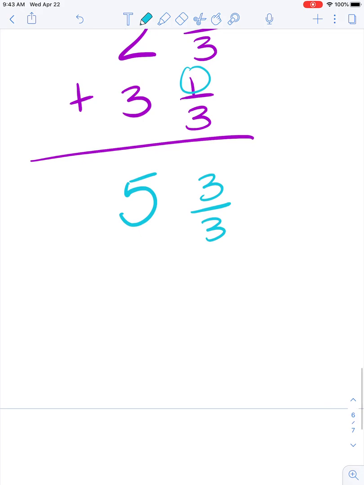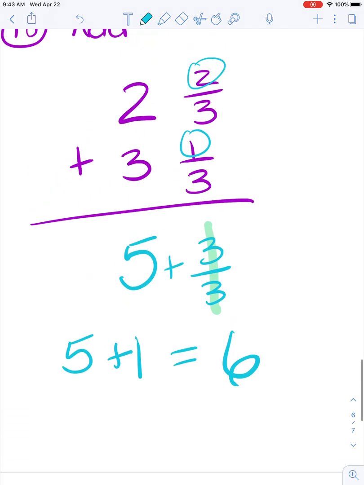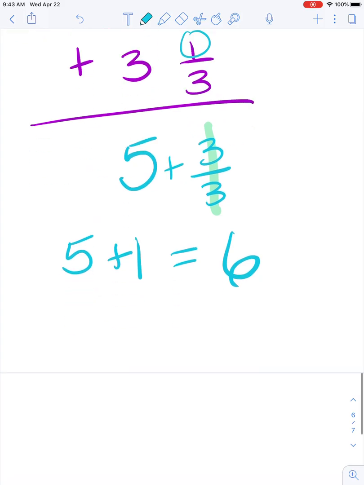I'm not done yet, though, because 3/3, say with me, 3/3, 1 whole. I have 1 whole there. So I need to put those together. I have 5 wholes, and 3/3 is 1 whole, so my answer is actually 6. Yes, I would have taken 5 and 3/3. The best answer is 6, though.